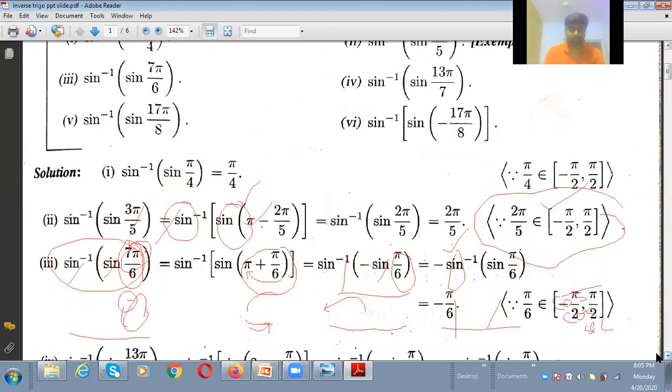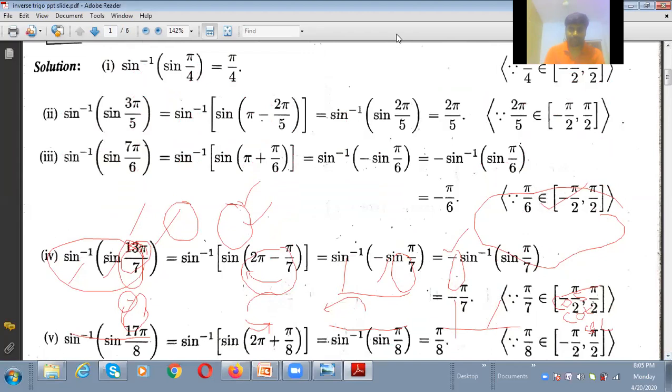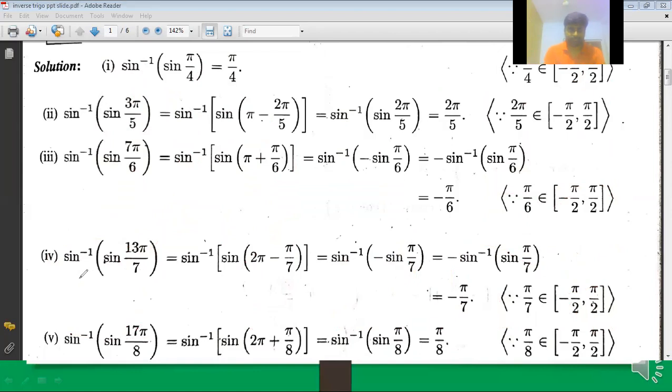Question number 4, sine inverse of sine 13 pi by 7. How can I write that one? See, sine of 13 pi by 7. 13 is near to 14, since 7 twos are 14. So I can write 2 pi minus pi by 7. So we should take the nearby angle.